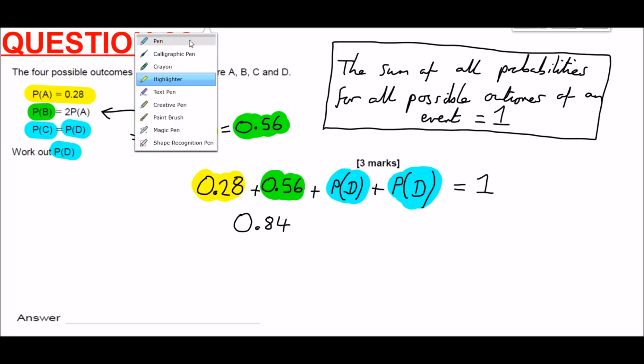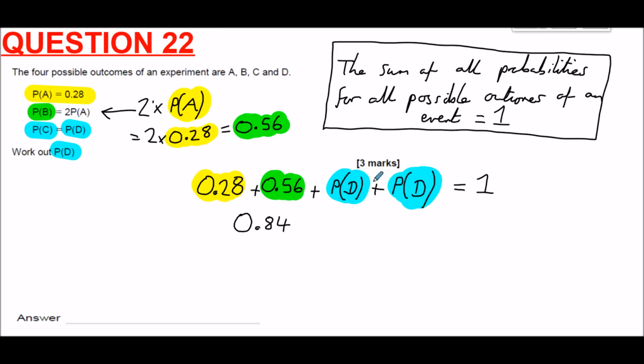And so what that means is I've got 2 lots of the probability of D, because one is the same as the other. So 2 lots of the probability of D, these two combined, that will equal 1. So this becomes 0.84 plus PD plus PD, which is 2 lots of the probability of D.